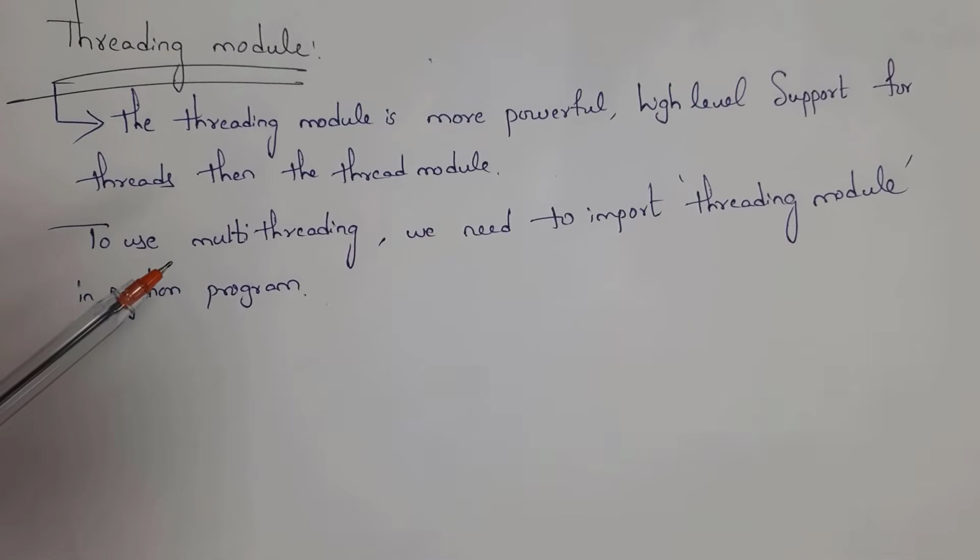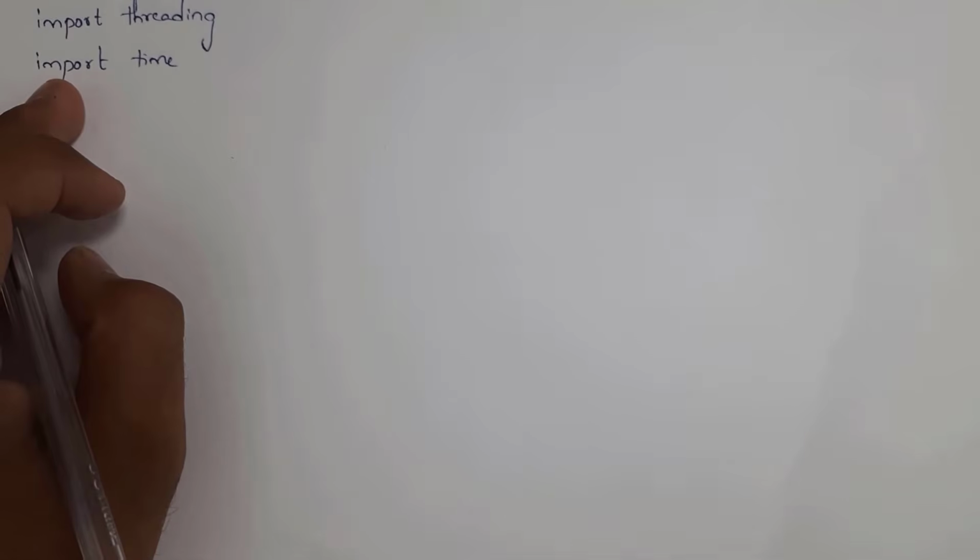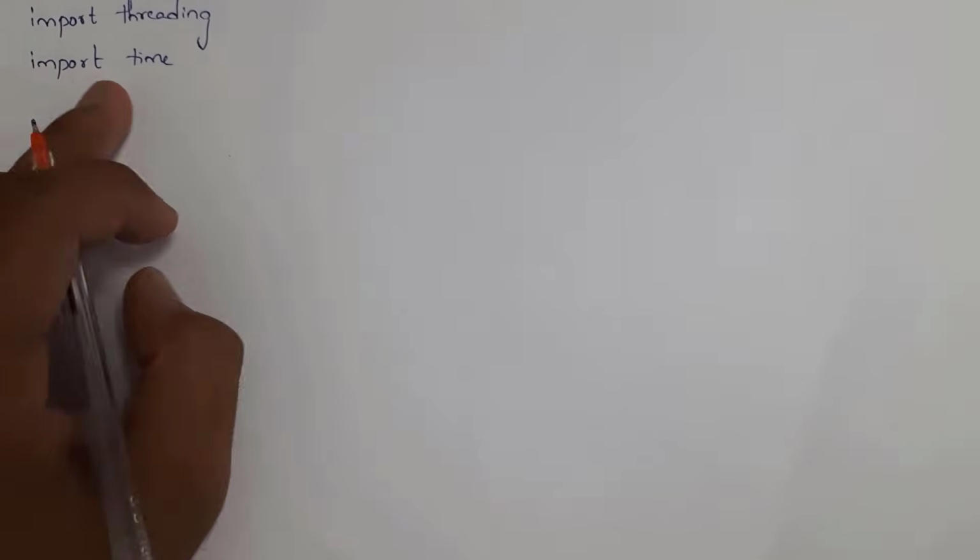Multithreading is nothing but executing multiple threads at a time. In order to execute multiple threads at a time in Python, you need to import the threading module. Just by using the import keyword, you can import this module and use it. I will explain the threading module with an example. So just write here import threading. Next write here import time. I'm importing the time module because I want to identify the time taken to execute two functions.